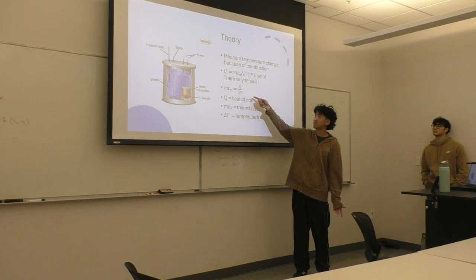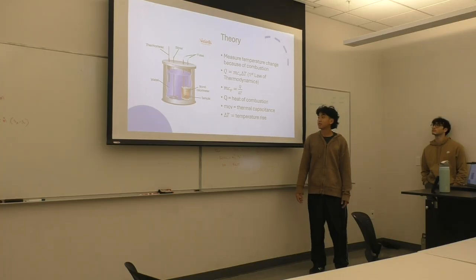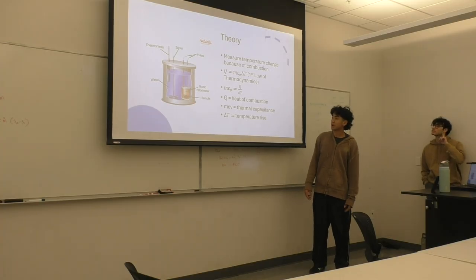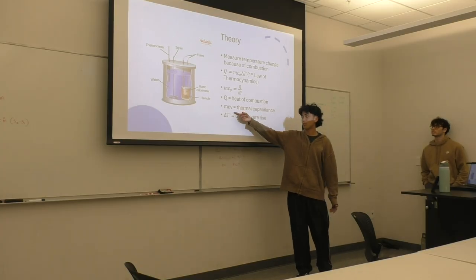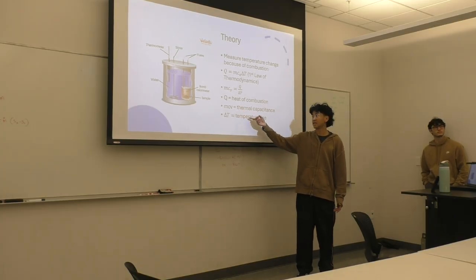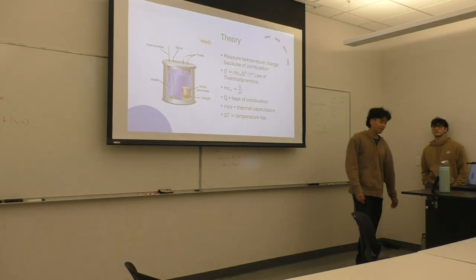So it's M times CV equals Q over delta T. Q is going to be the heat of combustion produced by the combustion, and MCV is going to be the thermal capacitance, which is basically the mass of what we're calculating times the specific heat of the control volume, and delta T is the temperature rise in the water.